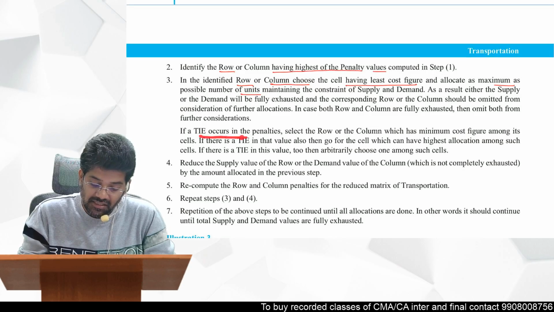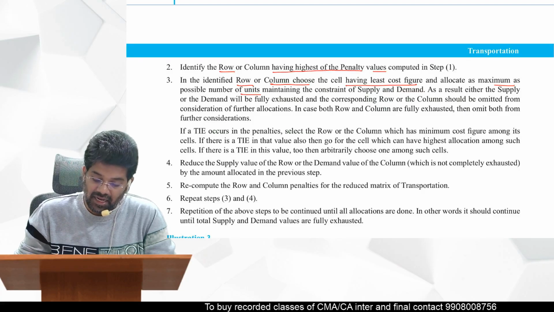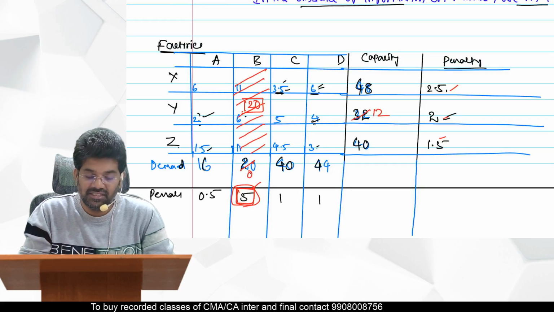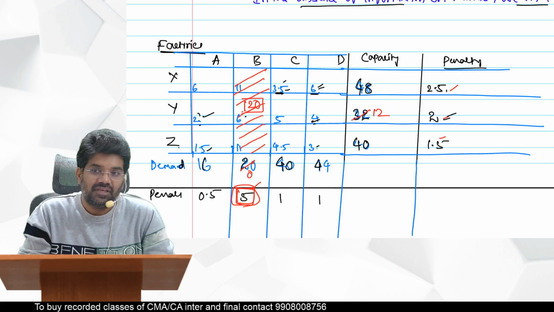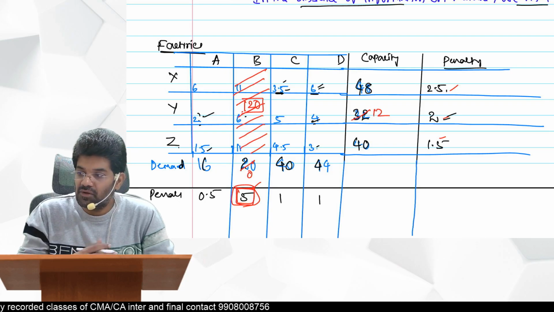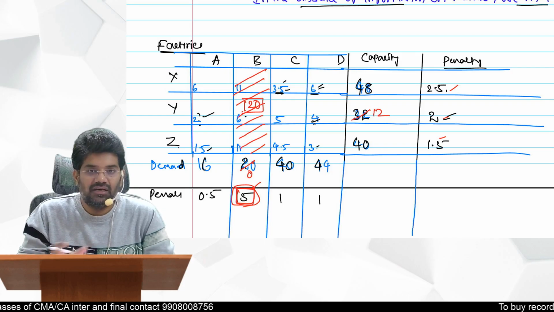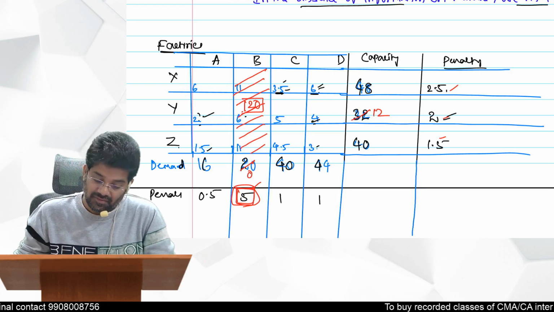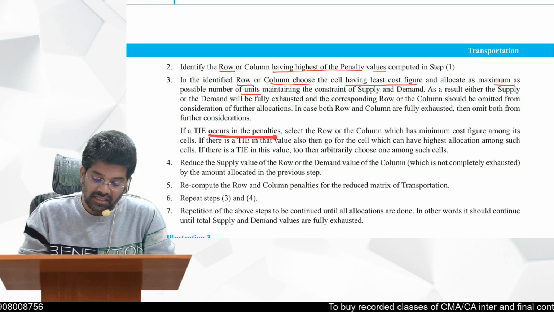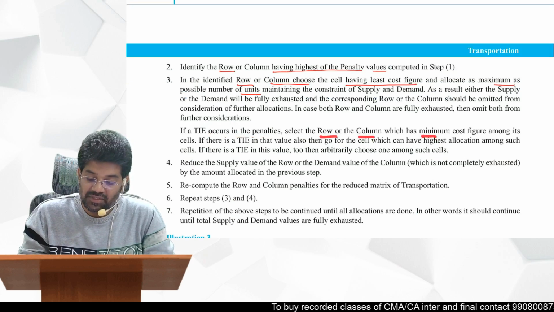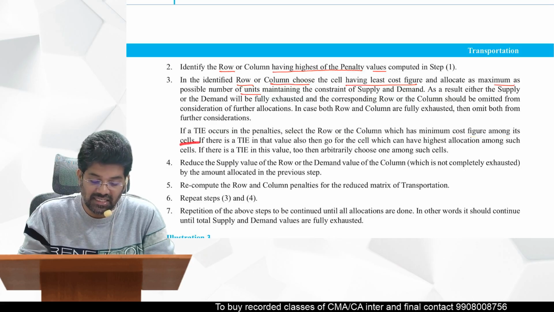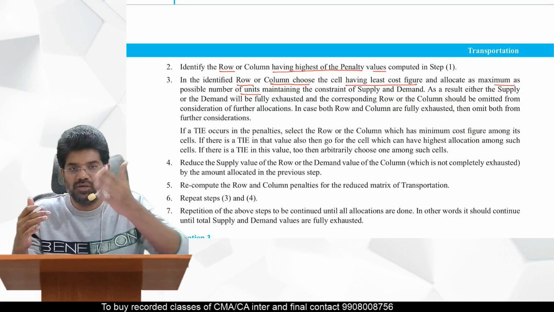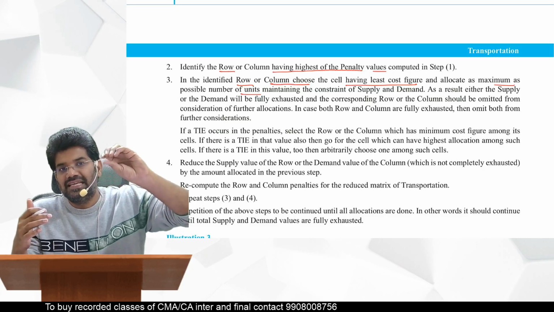If a tie occurs in the penalties, say there is a tie for the highest penalty of 5, then we will see which column has the least cost. If a tie occurs in the penalty, select the row or column which has the minimum cost figure among its cells. So if there is a tie between two columns or two rows, see whether row-wise or column-wise where you have the least cost.